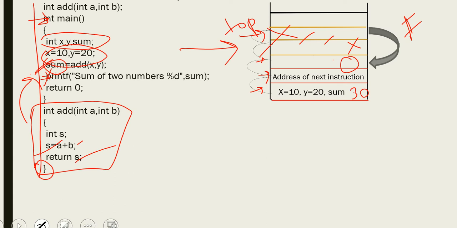Okay, so now it needs to be resumed. So that particular address is popped out and it will resume from here. That is printed, then all the elements are popped out.